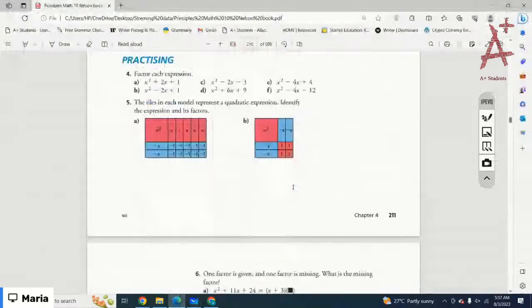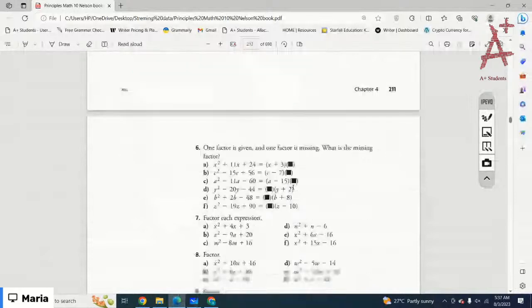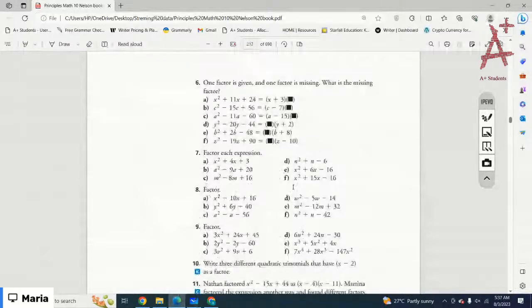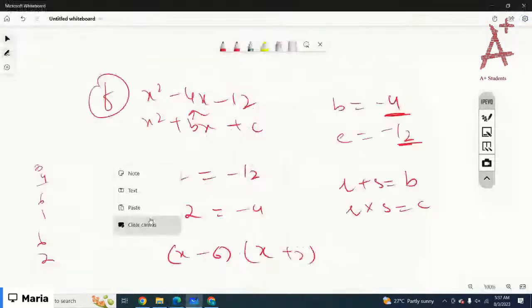Okay, let's just start with question number 6. One factor is given and one factor is missing. What is the missing factor? So you are given one of the factors and the other one is missing. You have to find the missing factor. Let me just write it down on the board.